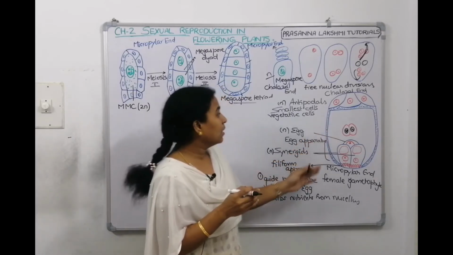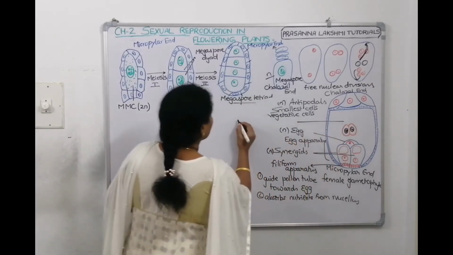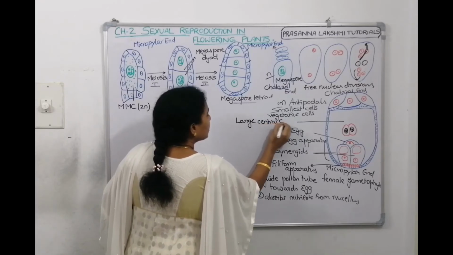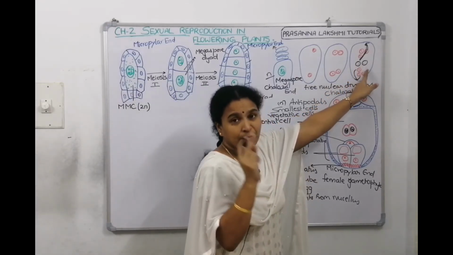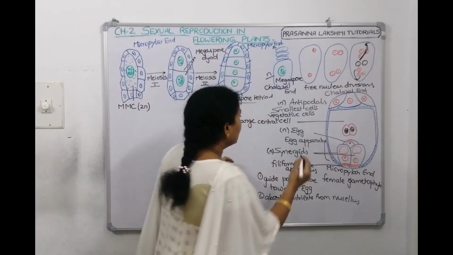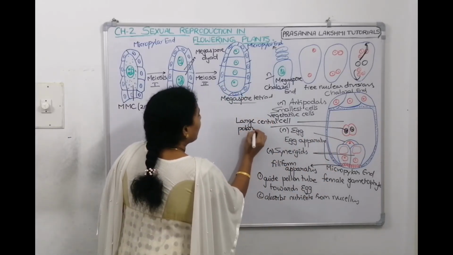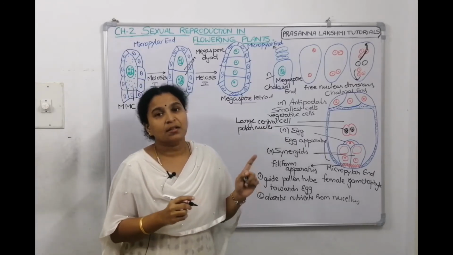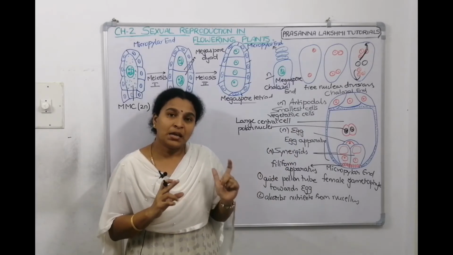So what is this big cell called? This big cell is called the large central cell. In this large central cell, the 2 left-out nuclei are suspended. These 2 are the polar nuclei. The polar nuclei are suspended in the large central cell and they are not surrounded by any walls.